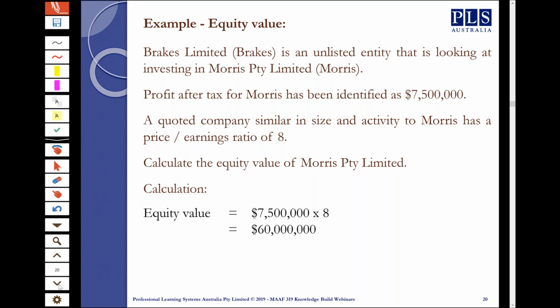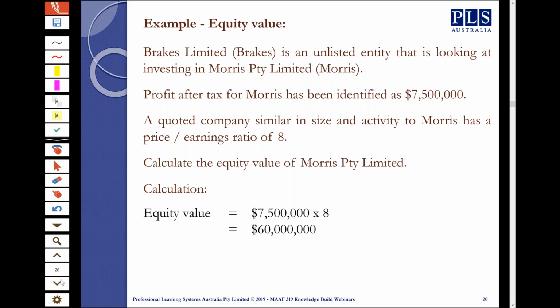Profit after tax from Morris has been identified at 7.5 million. A quoted company similar in size and activity to Morris has a price earnings ratio of 8. Calculate the equity value: take your 7.5 million by your 8, and your equity value is 60. If you're only acquiring 30% of them, you take 30% of that figure.